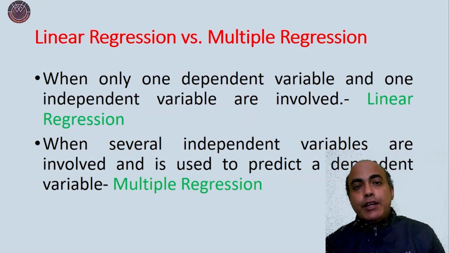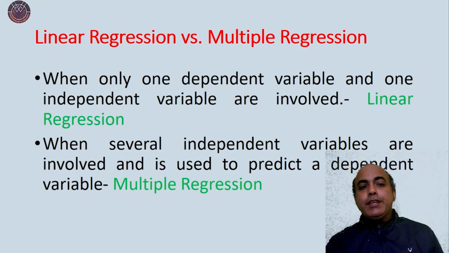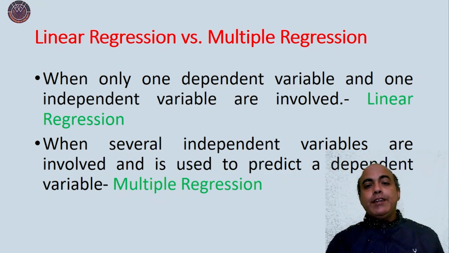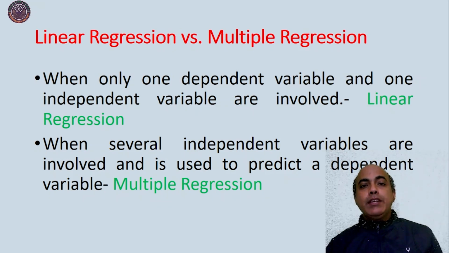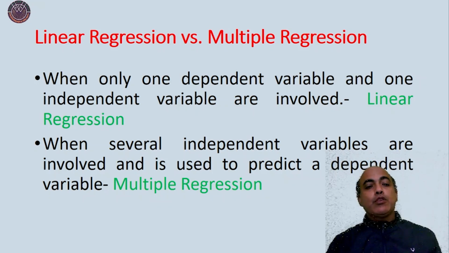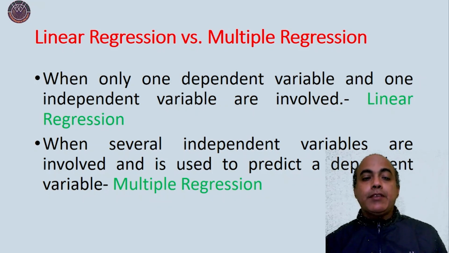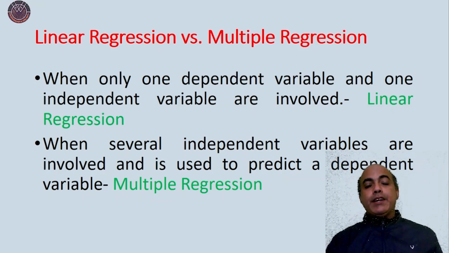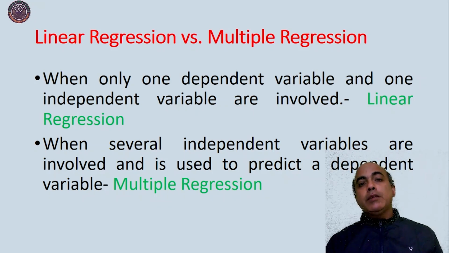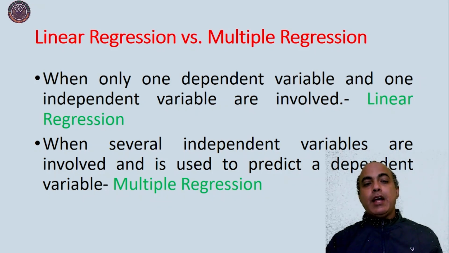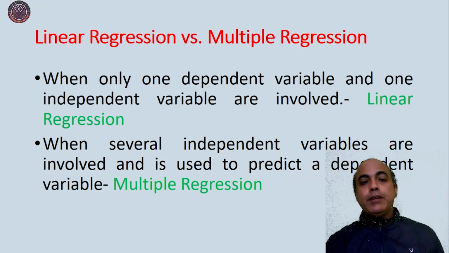And I already told you, I'm just repeating, only when one dependent variable and one independent variable are there, then it is called linear regression. When several independent variables are involved and used to predict a dependent variable, then it is called multiple regression. So if only one variable is there, then we are going for linear regression, and if several variables are there, then we are going for multiple regression.